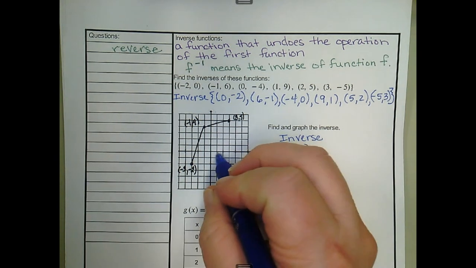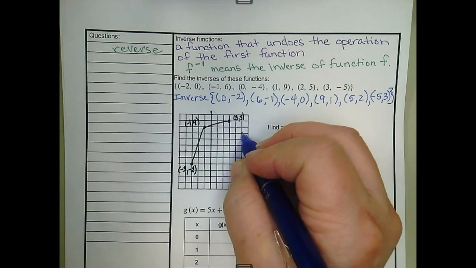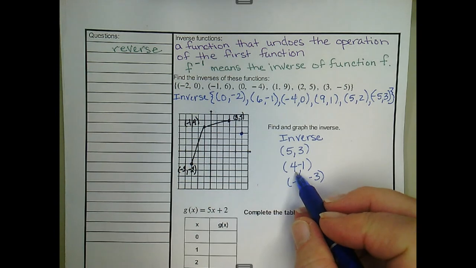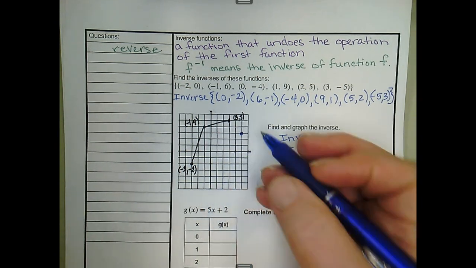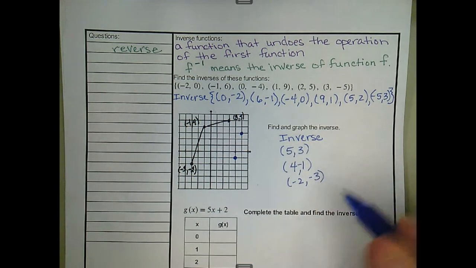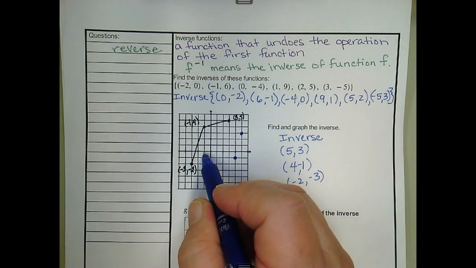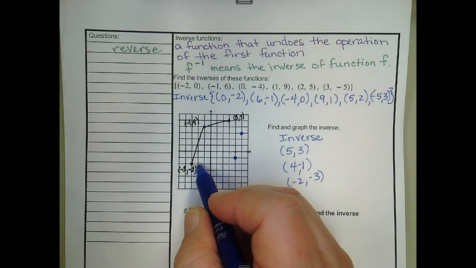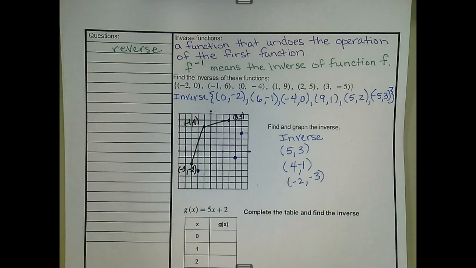5, 3, so 1, 2, 3, 4, 5. 1, 2, 3. 4, negative 1. 1, 2, 3, 4. Go down 1. Negative 2, negative 3. Negative 1, negative 2, negative 1, 2, 3. Connect your dots and you're done.